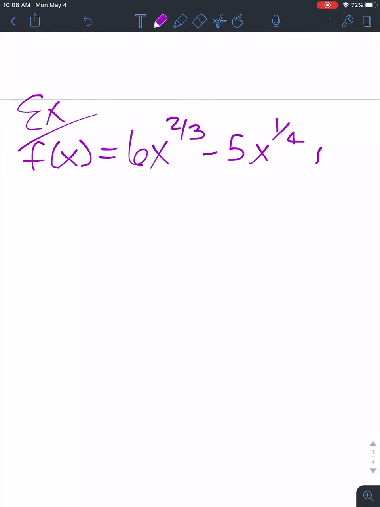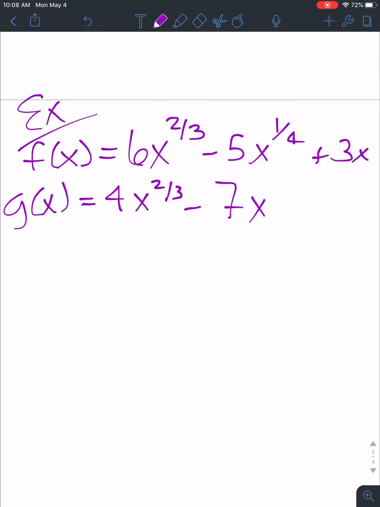It's going to look confusing, or maybe not necessarily confusing, but at least intimidating. But that doesn't mean that you can't do it. All of you are perfectly capable. So for our example, we have f of x is 6x to the 2/3 minus 5x to the 1/4 plus 3x. G of x is 4x to the 2/3 minus 7x to the 1/4 minus 2x.